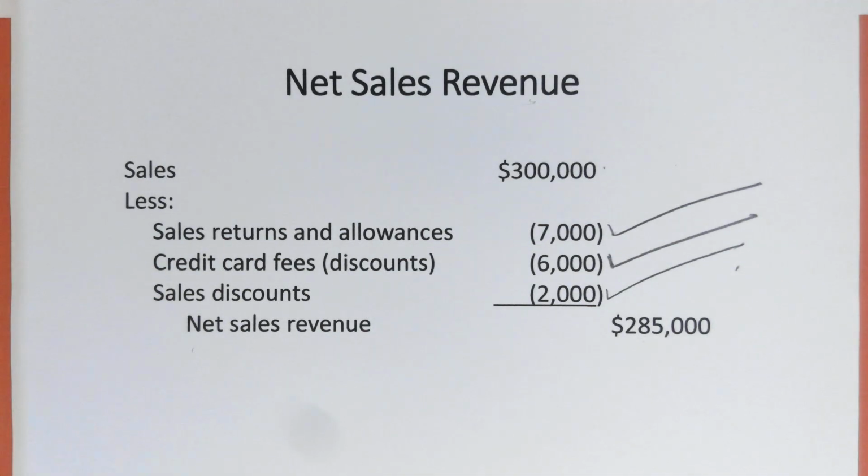So if you look at financial statements issued by these big companies, when you look at their 10-Ks on the SEC website and you look at their income statements, what you're going to see is net sales. It never really says sales, but instead net sales. And now you know that net sales is sales less these three items.